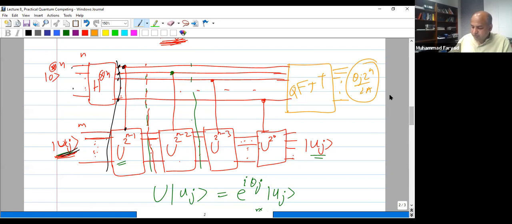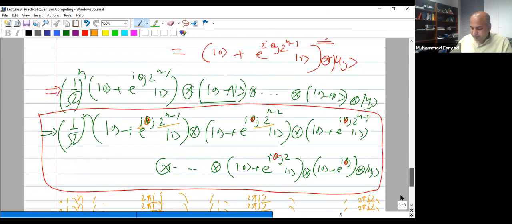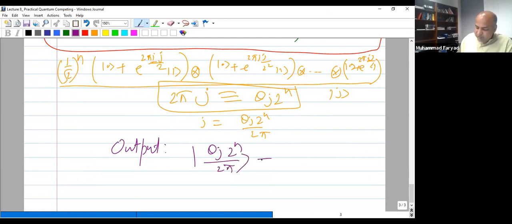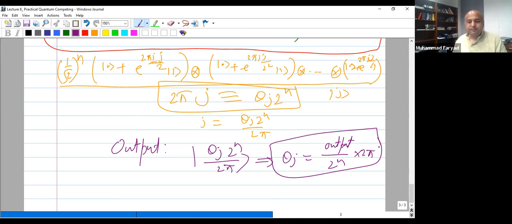So let me just put a state sign, which means that my output is now theta j 2 power n over 2 pi, which also means that if I have to compute theta j, all I have to do is take whatever the output state is, divide it by 2 power n and multiply it with 2 pi, and I will get my phase.